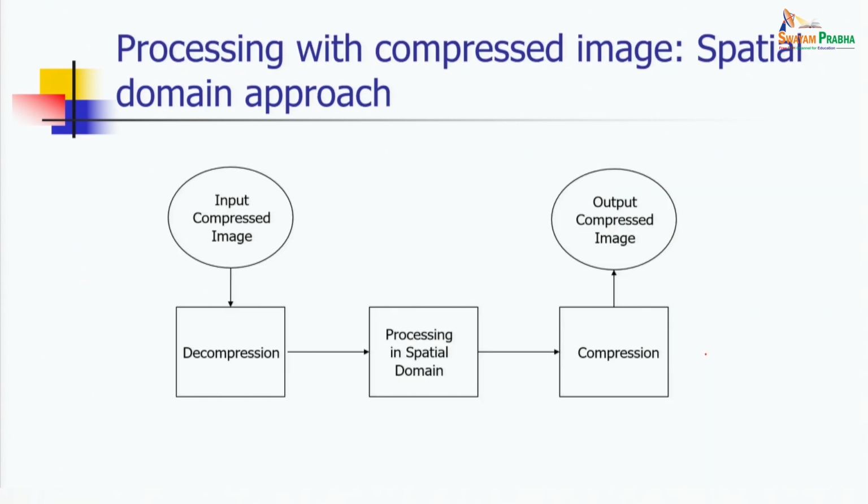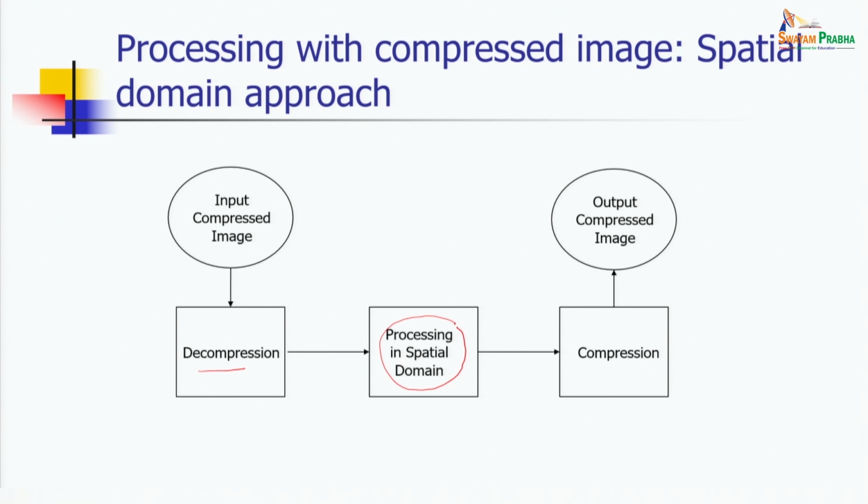Now, when we consider the processing of an image, if the image is available in its compressed format, then first you have to decompress it, and then you can process in the spatial domain using the algorithms we have discussed so far. Mostly we have considered spatial domain representation of the image, like edge extraction or enhancement, thresholding. We discussed everything in the spatial domain.